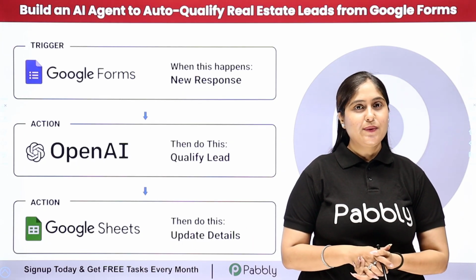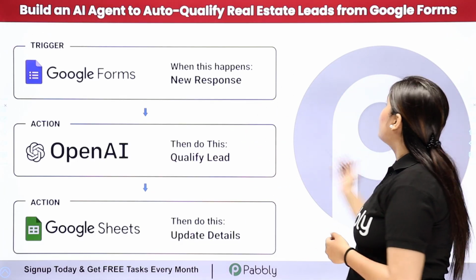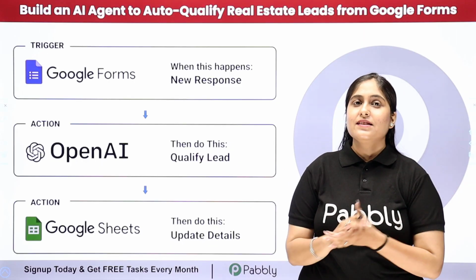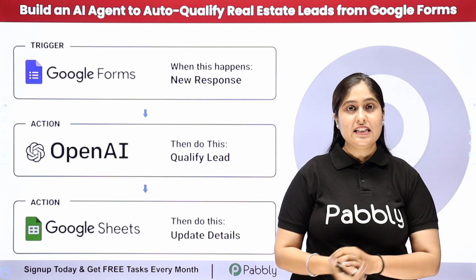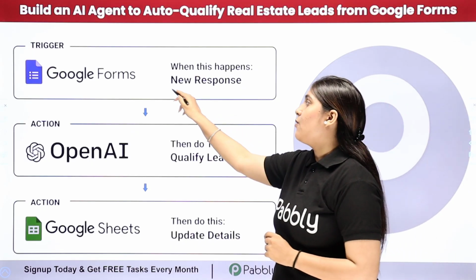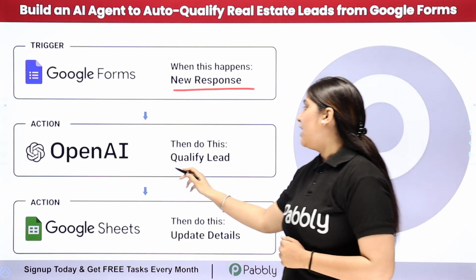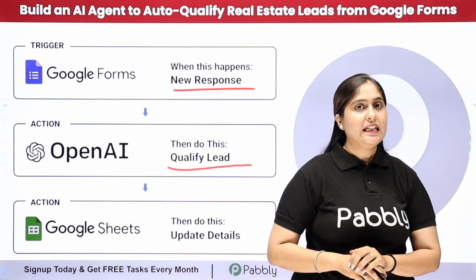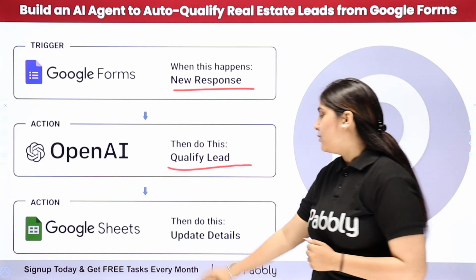In this video, we are going to understand how to build an AI agent to auto-qualify real estate leads from Google Forms. As a real estate agent, I receive a lot of leads through Google Forms. My objective is that whenever I receive a new response through my Google Forms, that response should automatically be sent to OpenAI to generate the qualification of the lead. And after generating the qualification, that should automatically be updated in my Google Sheets.